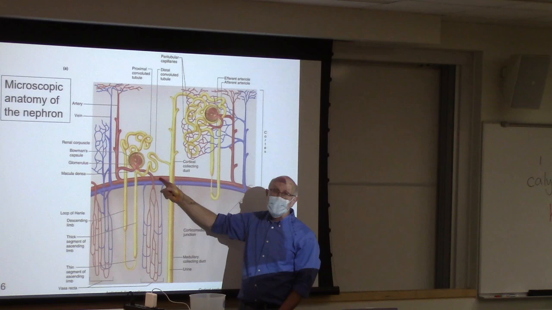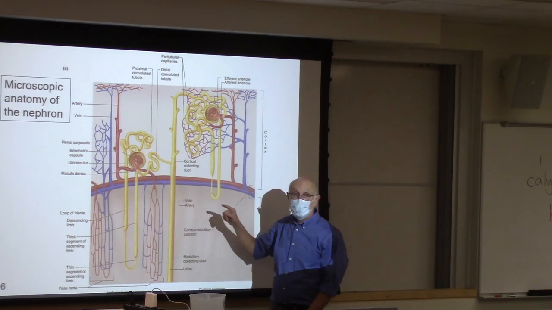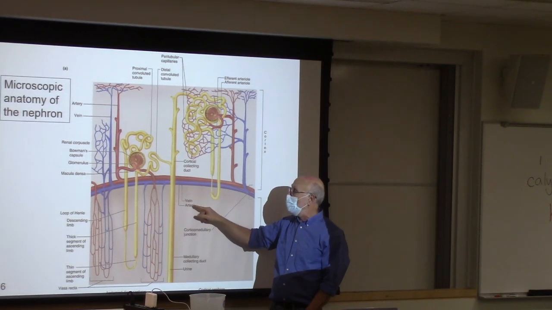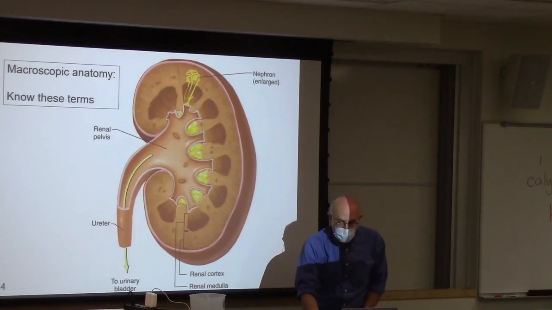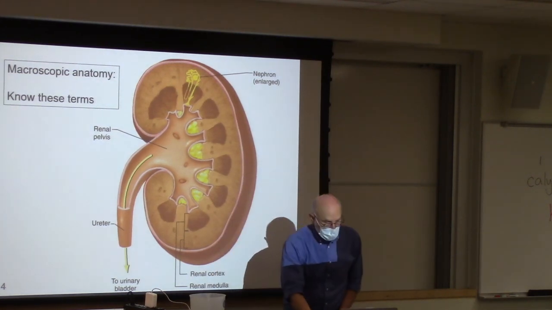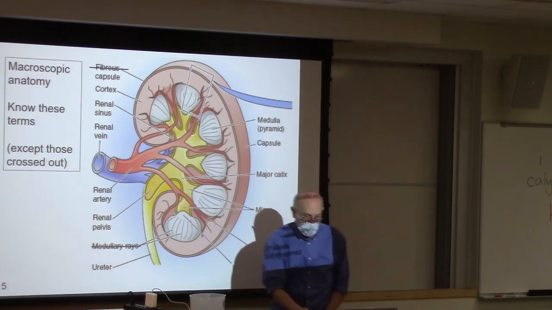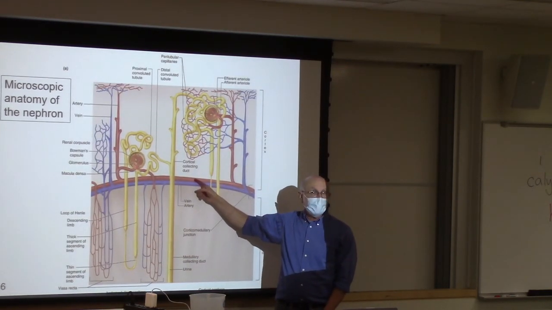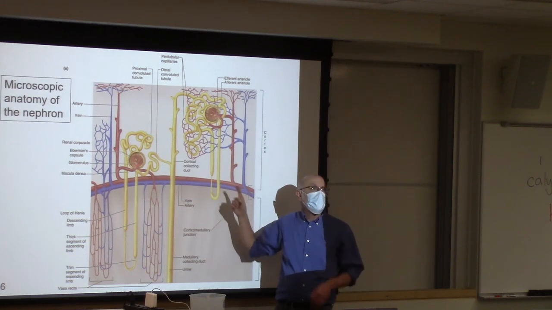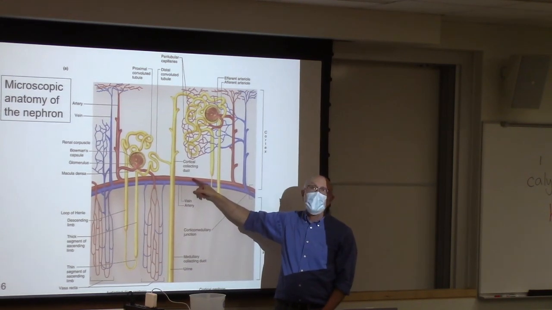A branch of the renal artery. Now, you want to make sure that you annotate branch, because this is not the renal artery. The renal artery is big. We can see it. Now we're getting microscopic. This is a small artery. It's a branch of the renal artery. It's not the renal artery.